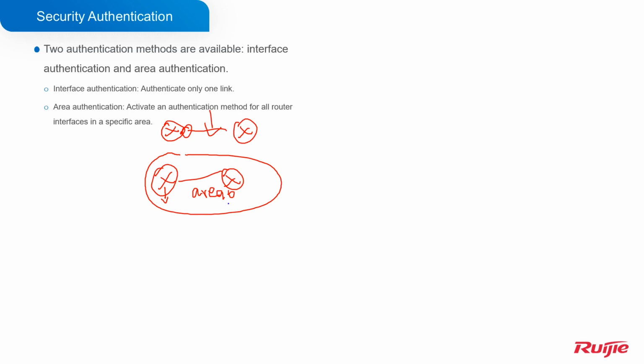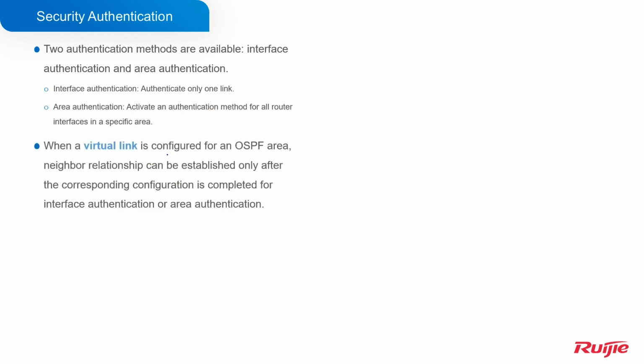So after this, when a virtual link is configured as an OSPF area, the neighbor relationship can be established only after the corresponding configuration is completed for the interface authentication or area authentication. So for this sentence, it means if we want to build the neighbor relationship, we have to establish the corresponding configuration. It means we have to make the parameters follow the rules.